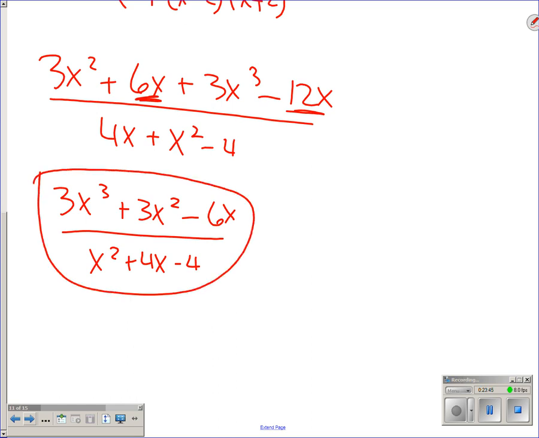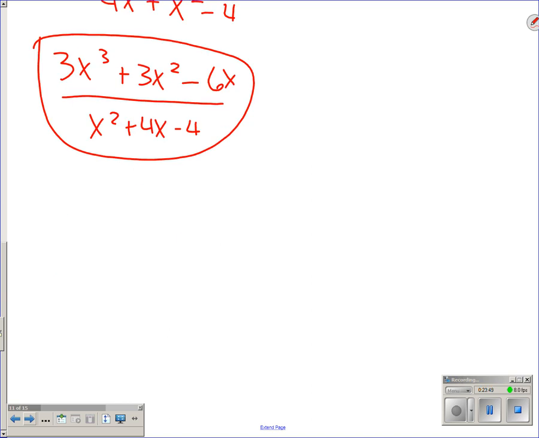Let's see if it does. If you got it there, I'm happy. But I'm kind of curious. It looks like on top you can actually take out a 3 and an x. I'm left with x squared plus x minus 2. And on the bottom it looks like you can factor out an x.